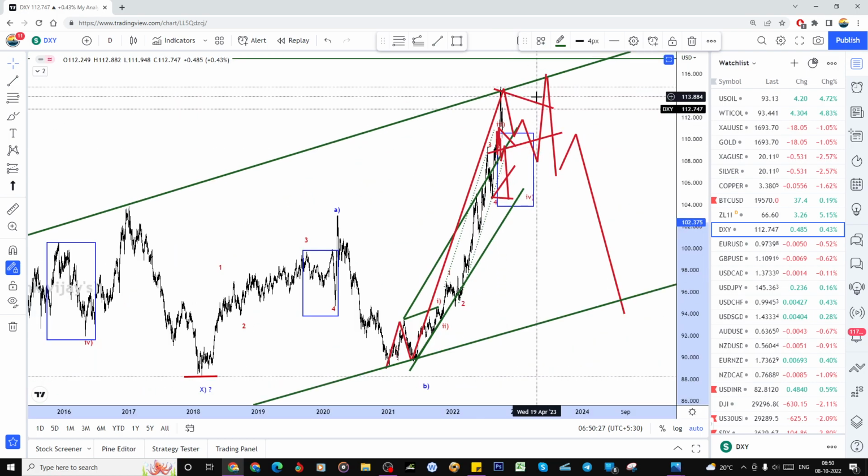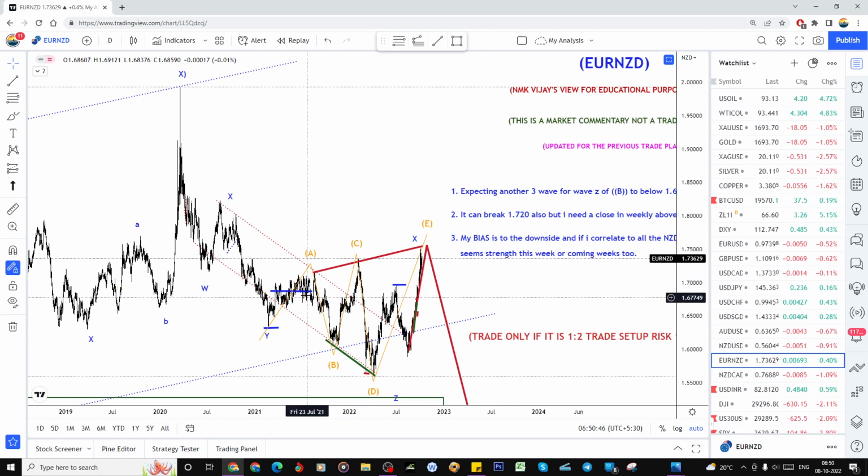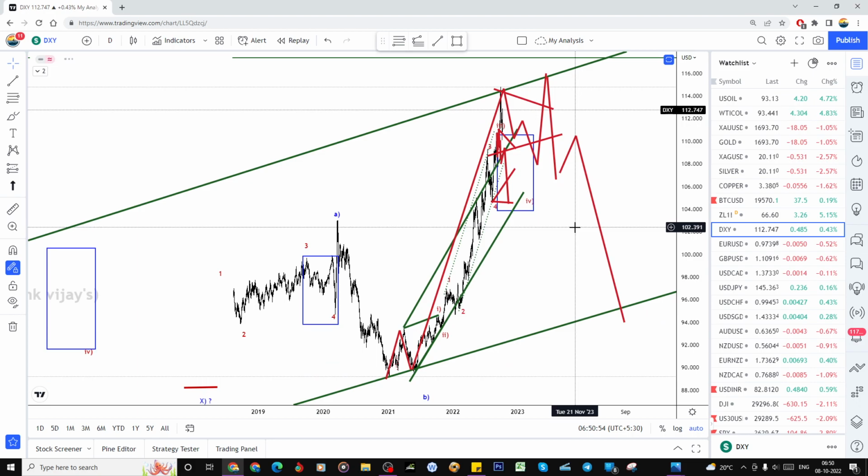So my target of 115 reached, Euro USD reached, GBP USD reached, USD CAD is reached, USD JPY is also reached, USD CHF reached. Everything has reached except Australian dollar and New Zealand dollar here. And Euro New Zealand is not, see, exactly it is looking like an expanded flat, sorry, expanded triangle. So let's again view one by one as a summary.